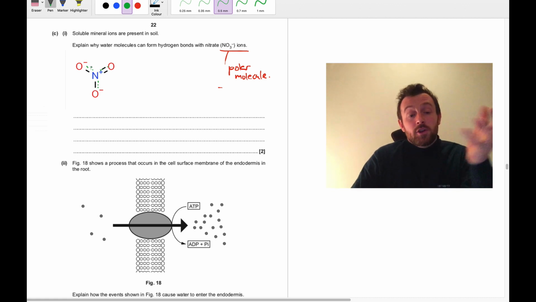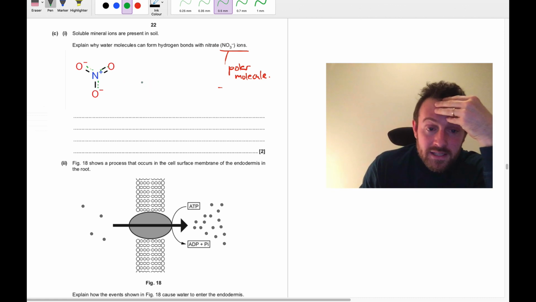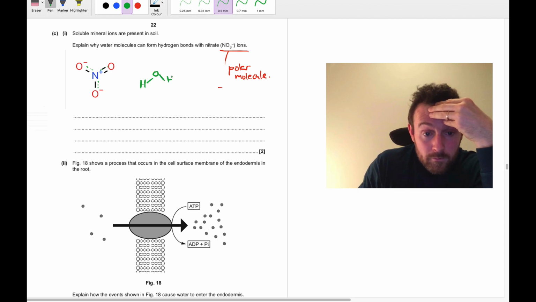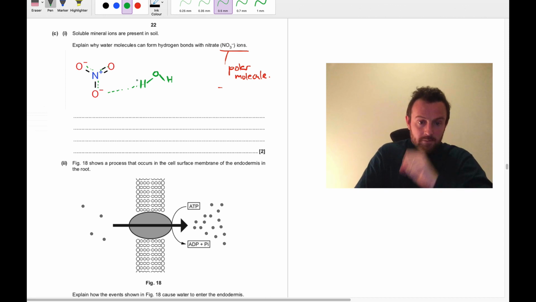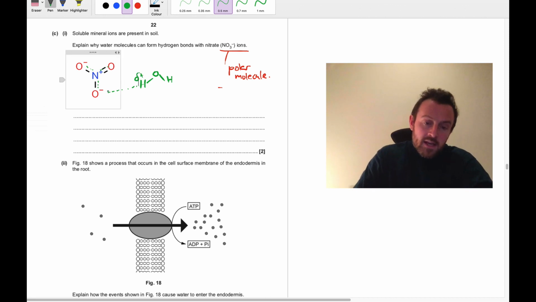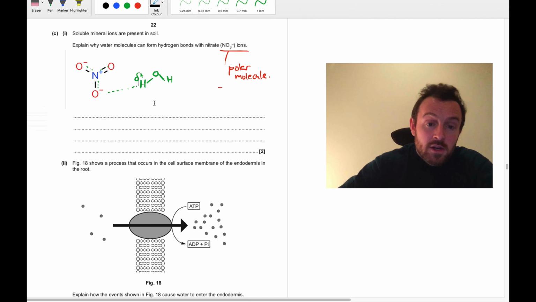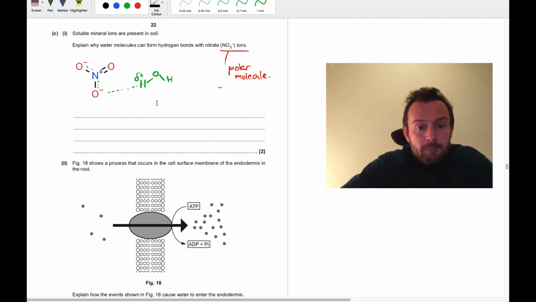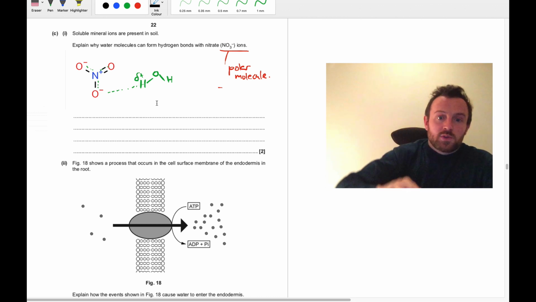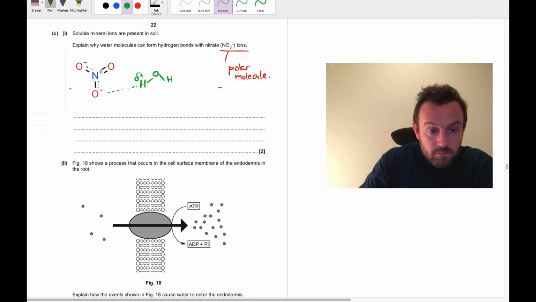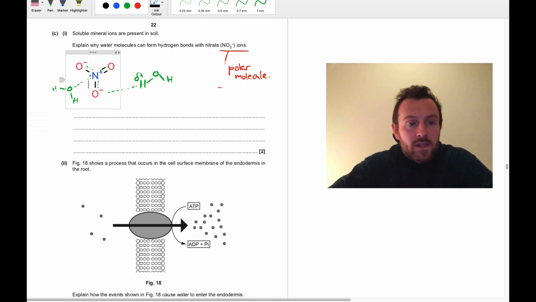But so the oxygens are negatively charged, which means that water, if we draw water here, you can form a hydrogen bond here. Interaction between the delta plus hydrogen and the delta minus, or the minus oxygen. And if we were to have a water molecule sort of above, floating slightly above, it could interact with the nitrogen there. So that is the reason.